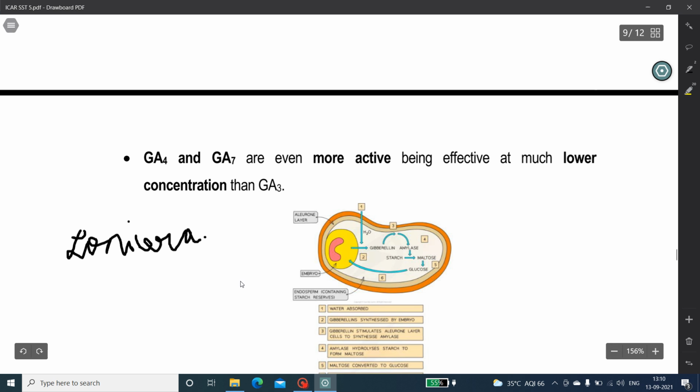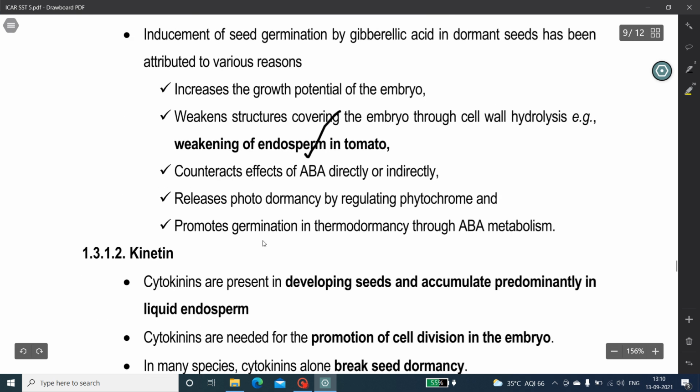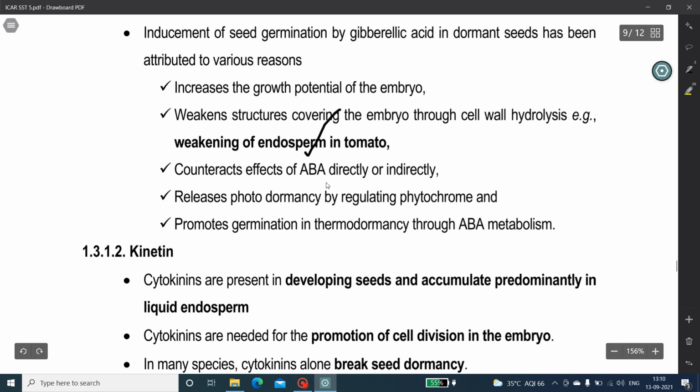Induction of seed germination by gibberellic acid in dormant seed has been attributed to various reasons: it increases the growth potential of the embryo, weakens the structure covering the embryo through cell wall hydrolysis, for example weakening of endosperm in tomato, and it counteracts the effects of abscisic acid directly or indirectly, and it releases photodormancy by regulating phytochrome, and it promotes germination and thermodormancy through abscisic acid metabolism.